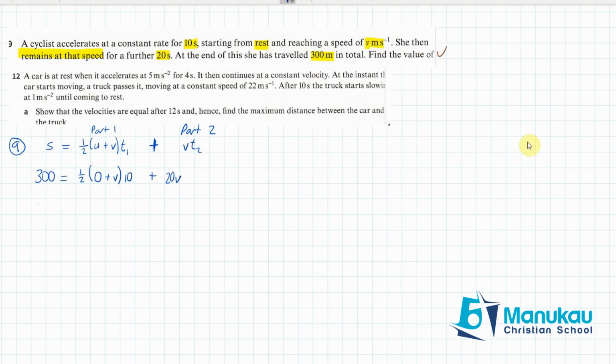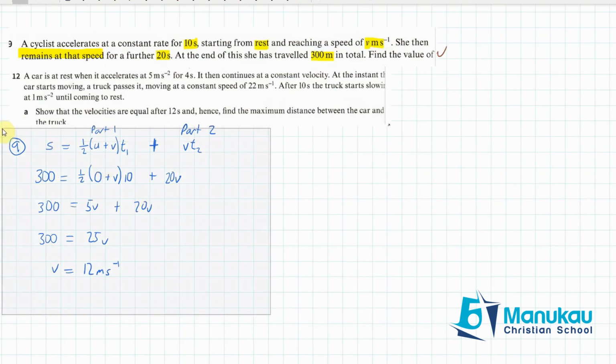And now we can start putting everything together. On this side here, we're going to have 5V plus 20V. And so 300 is equal to 25V, and thus V is equal to 12 meters per second. Okay, well, let's take a look now at the next question.